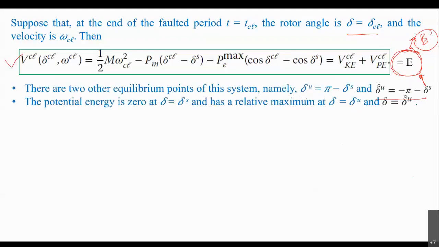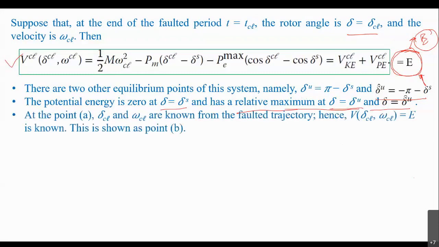So the potential energy is 0 at delta equal to delta S and has a relative maximum at delta equal to delta U. So at the boundary point, when it reaches the boundary surface, your kinetic energy becomes 0 and the potential energy becomes maximum. So that is why it is mentioned that the potential energy is relatively maximum at delta equal to delta U and also delta equal to delta U cap.